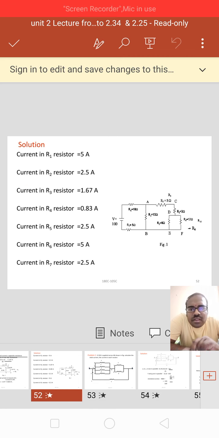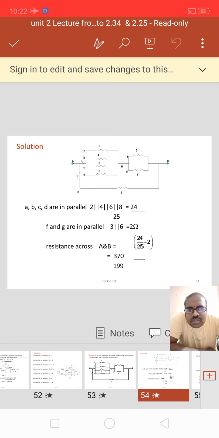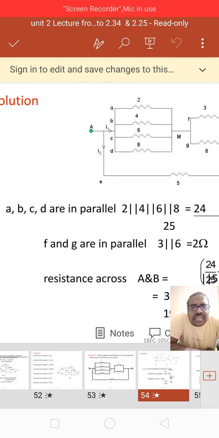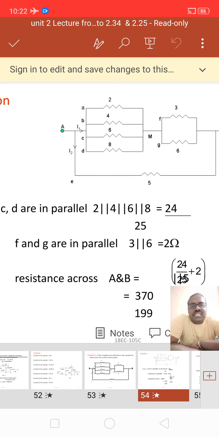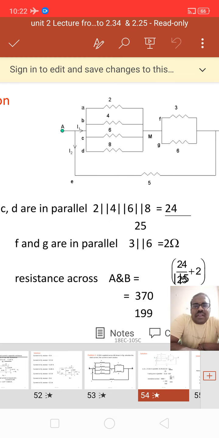Okay, here current in resistors. See here, ABCD are in parallel, that is 2 parallel to 4, 4 parallel to 6, 6 parallel to 8. By doing the computation, 1 by RABCD equal to 1 by R1 plus 1 by R2 plus 1 by R3 plus 1 by R4, that is 1 by 2 plus 1 by 4 plus 1 by 6 plus 1 by 8. By doing the LCM for the respective resistors, we get the 24 value, and F and G are parallel, that is 3 parallel to 6, that equal to 2 ohms.